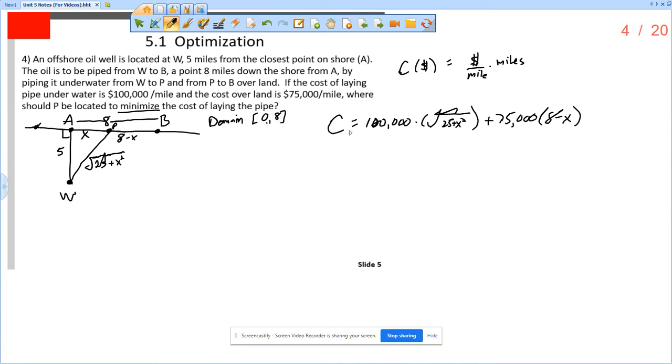So I'm going to find the derivative, set it equal to 0, solve, and then I'm going to plug these original values into this original cost equation.